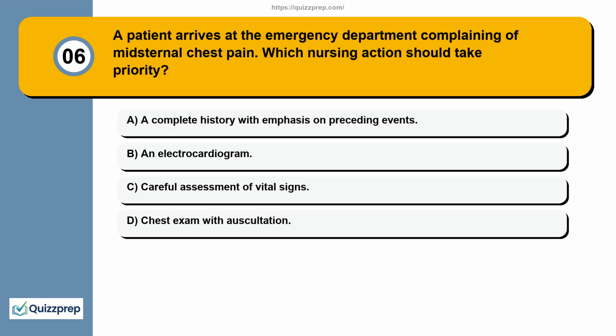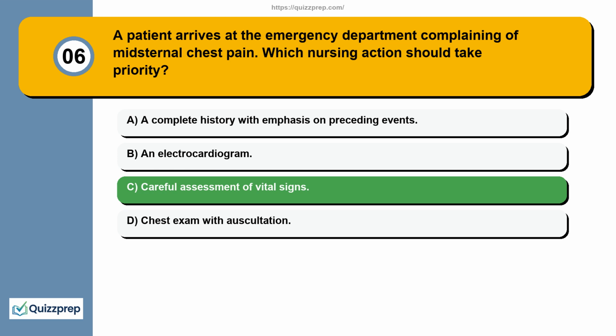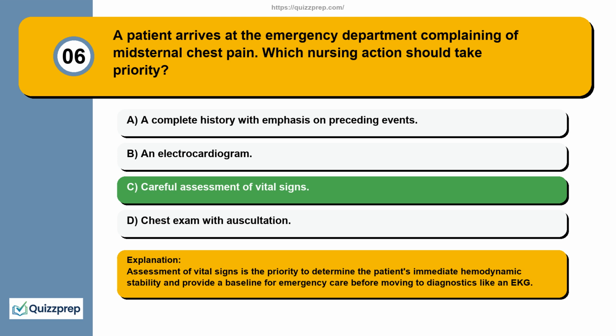Question 6. A patient arrives at the emergency department complaining of midsternal chest pain. Which nursing action should take priority? A complete history with emphasis on preceding events, an electrocardiogram, careful assessment of vital signs, chest exam with auscultation. Assessment of vital signs is the priority to determine the patient's immediate hemodynamic stability and provide a baseline for emergency care before moving to diagnostics like an EKG.